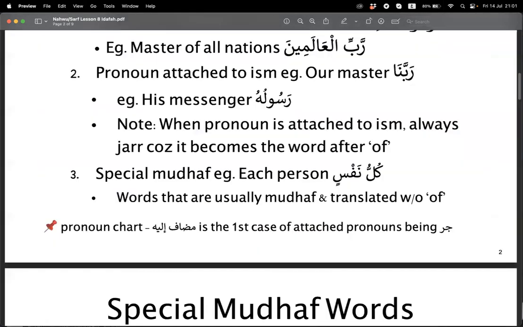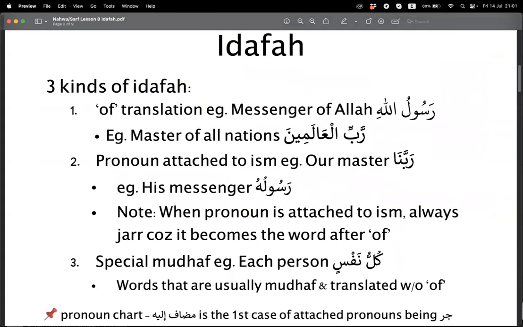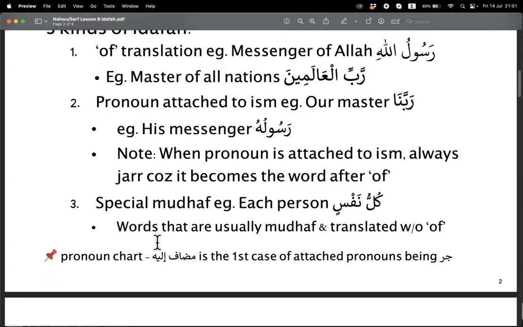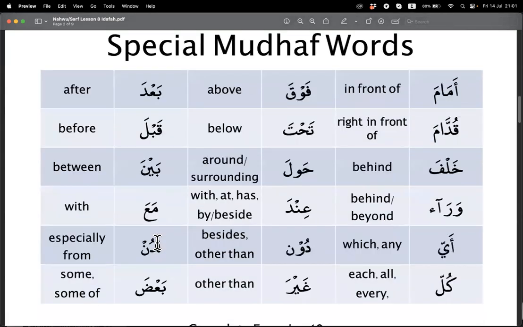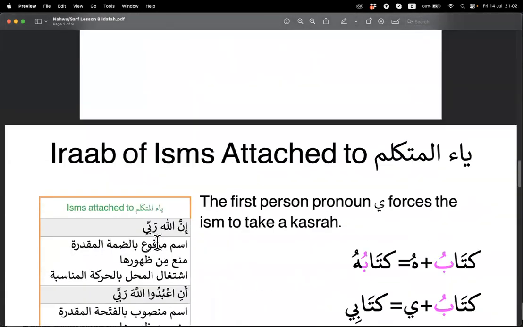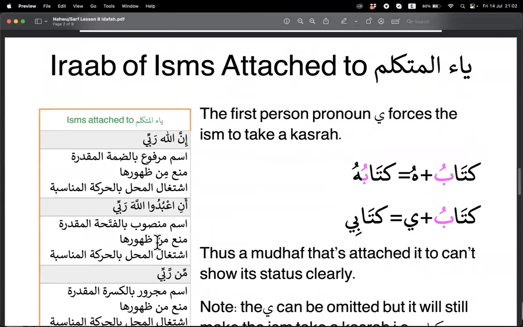We have three kinds of mudaf that we mentioned. The one that has "of" in the translation, for example, Rasulullah, messenger of Allah. Then when we have a pronoun attached to it, we don't really translate with "of." We can say "his messenger" instead of "messenger of his," which is still correct, but usually in English we do without the "of." And then we have the special mudaf, like this table, all the after, before, above, all that. There are some things that we need to talk about for Idafah also. We haven't finished that day.